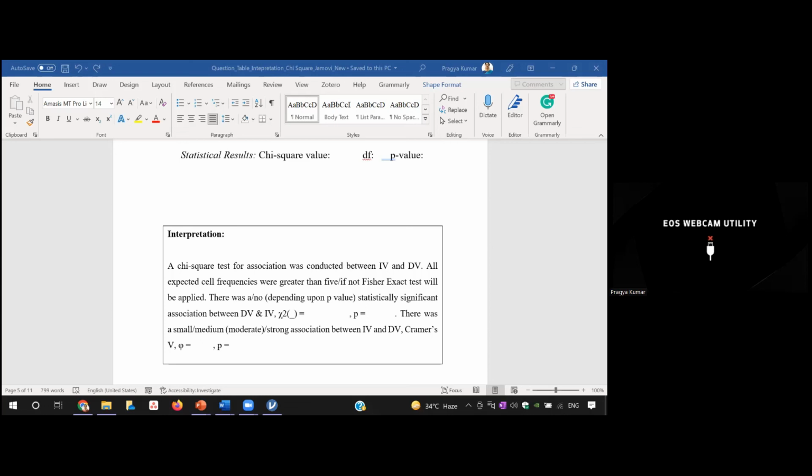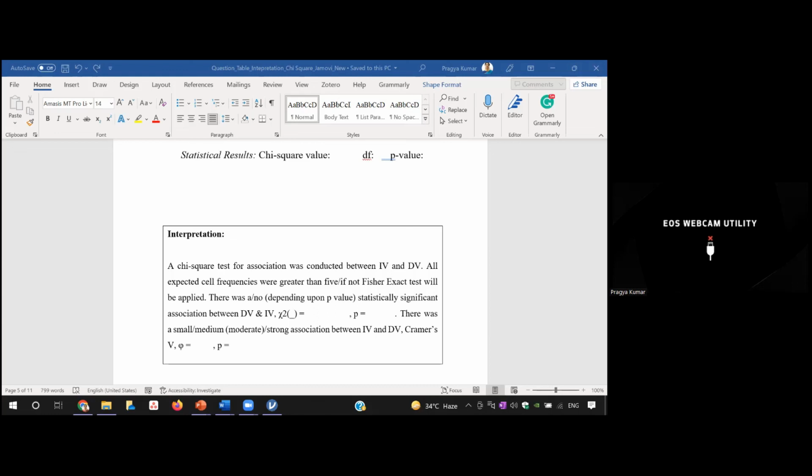Then only you should comment on the phi and Cramer's V, because the value of chi-square tells you the statistical significance. Once you get the statistical significance, then you comment on the effect size or the clinical significance, right? If the statistical significance is not there, there may be some sample size issue, but it's of no value commenting on the effect size without a significant value. So generally it occurs when there is an inadequate sample size.